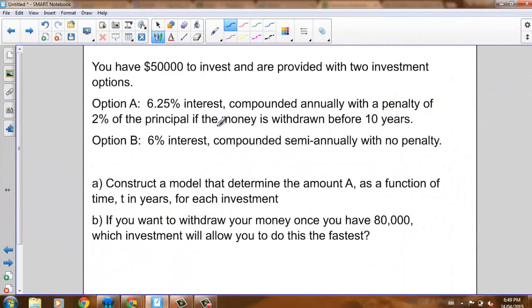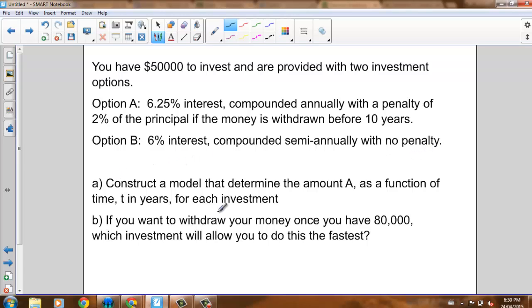Let's say we have $50,000 to invest, and we're provided with two different options. Option A is earning 6.25% interest compounded annually with a penalty of 2% of the principal if the money is withdrawn before 10 years. And option B, 6% interest compounded semi-annually with no penalty.